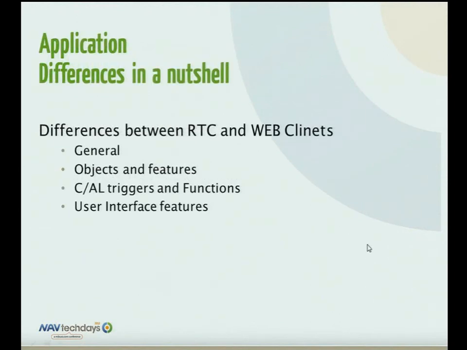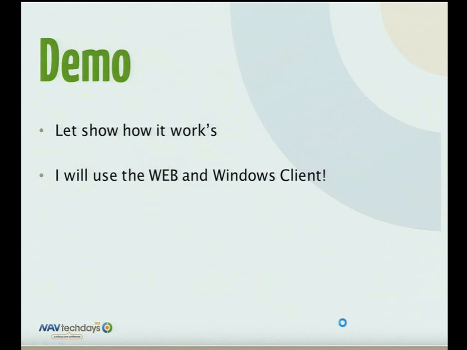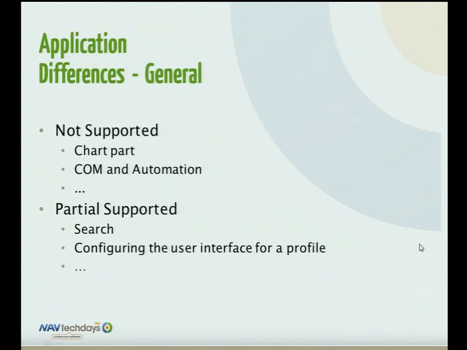So, what about limitations or differences between these clients? Sure, there are some, because there are also different target groups that we are targeting with these new clients. I have put them into 4 categories here. We have some general limitations, then we have some object and feature limitations, and then we have C/AL triggers and functions deeper down in the C/AL code, and then we have some user interface features that we are not supporting, or some of them are partly supported.